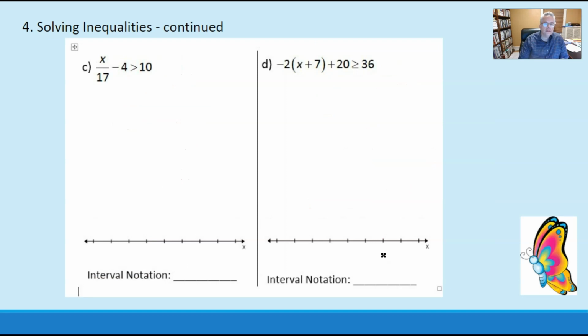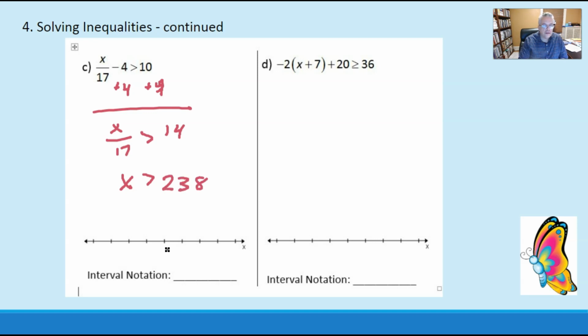All right, two more quick examples. Just like equations, we're going to add 4 to both sides. And over here we get x over 17 is greater than 14. And now we're going to multiply by 17. We're multiplying by a positive number, so we don't have to flip the inequality. And we get x is greater than 238. So we'll mark 238 here, and x is greater than that, so hollow dot to the right.